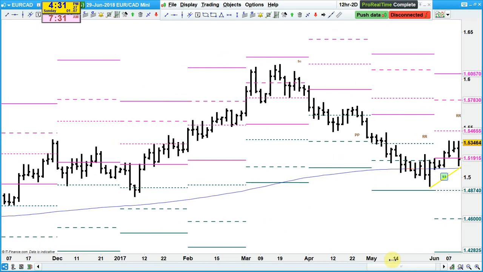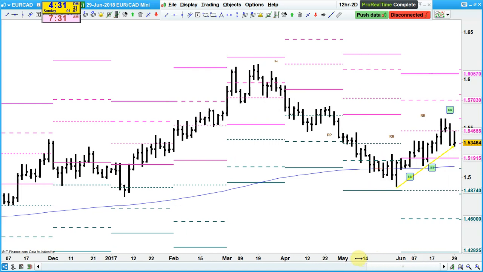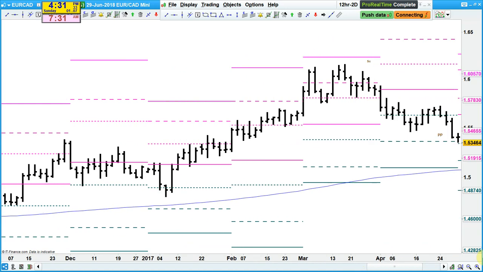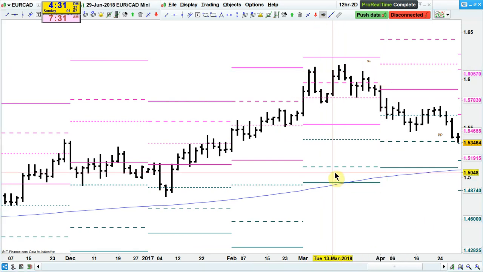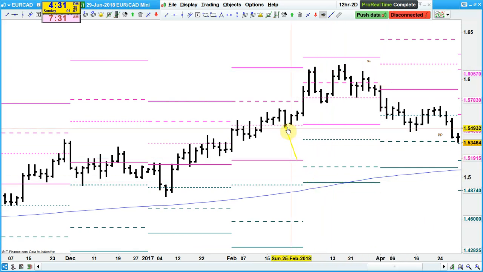Rosemary has requested me to show what is an all sellers out and what is an all buyers out with respect to EuroCAD. So in front of me, your eye should show that this is an all sellers out, because the close is above and just above a support, and the close is very close to the low. So this is all sellers out.